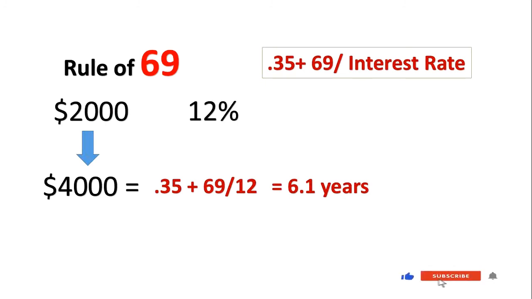Now we know how to convert this 6.1 years. 0.1 multiplied by 12 months, right? In the previous rule of thumb, we did that. To make it a more accurate result, we have to convert this decimal into months and then into days if needed. So this is all about the rule of 72 and the rule of 69.